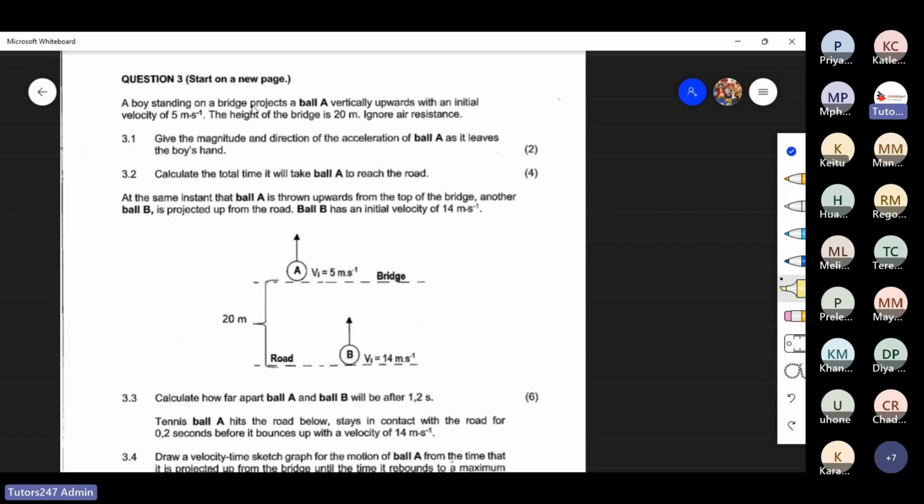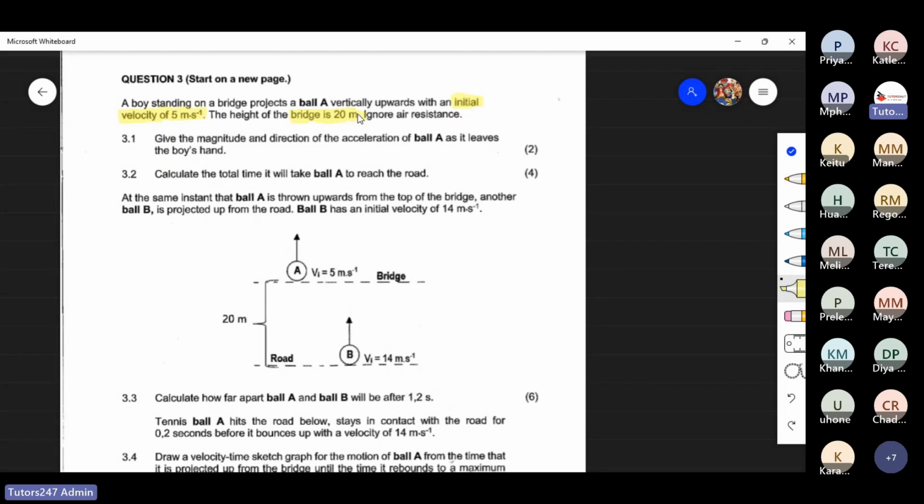So the boy standing on a bridge, which means he's on a raised platform, he's not on the ground. So a boy standing on a bridge projects, meaning throws, an object, more specifically a ball. So this person throws ball A vertically upwards with an initial velocity. Because the ball is not dropped, it is thrown, it has an initial velocity of 5 meters per second. The height of the bridge is 20 meters, so the height from which he throws this object is 20 meters above the ground.